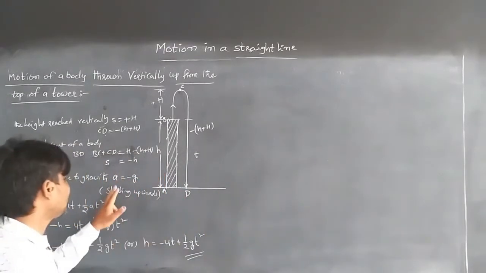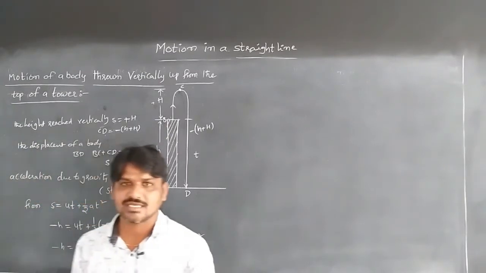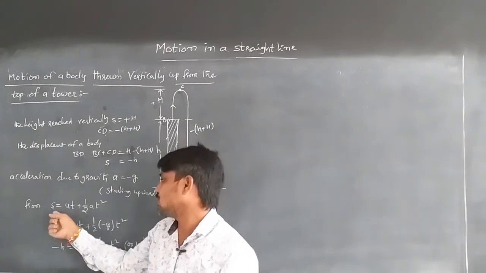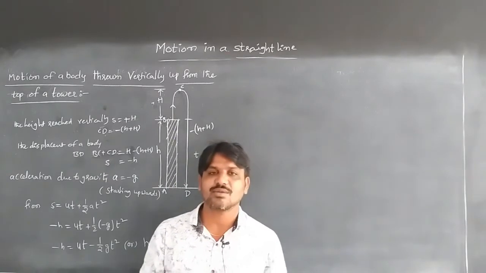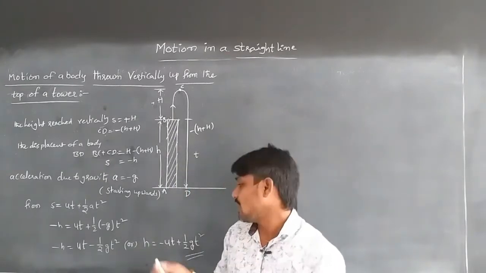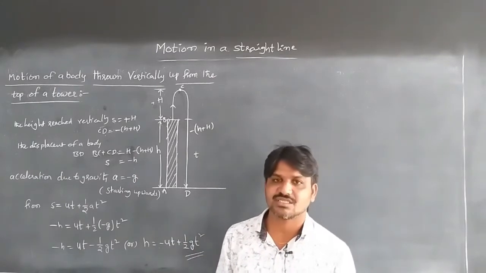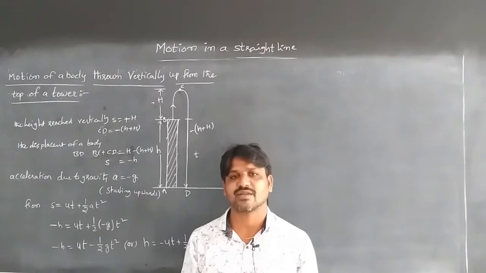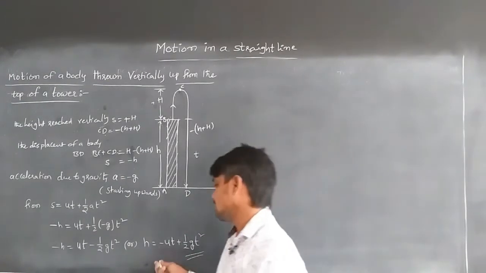So that's why here a is equal to minus g. From these values, we substitute into the kinematical equation of motion, the second equation of motion, that is s is equal to ut plus half at square. We can get this equation: a minus h is equal to ut minus half gt square, or h is equal to minus ut plus half gt square. By using this equation, we can find out at what height the body can be projected, from the top of a tower or at some height.